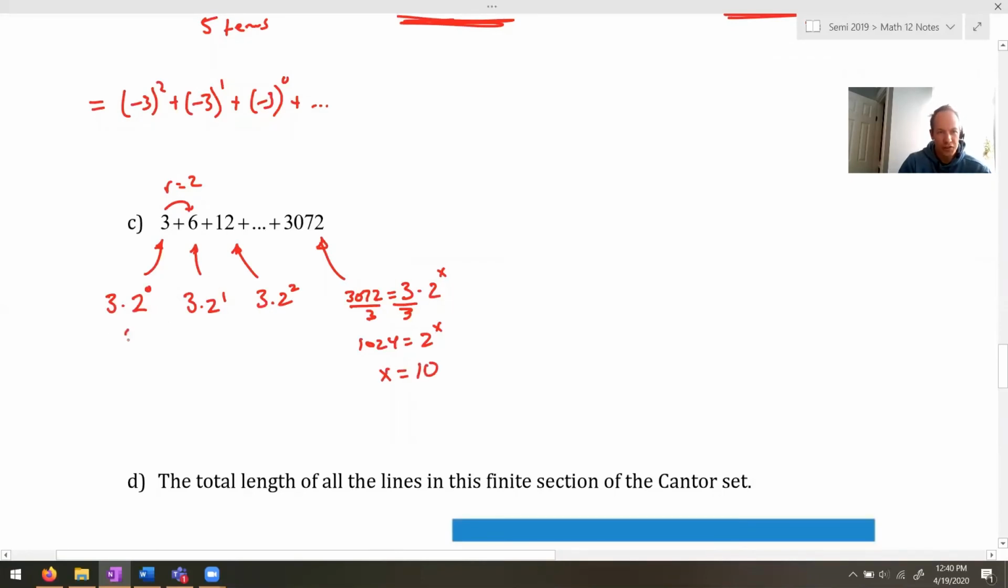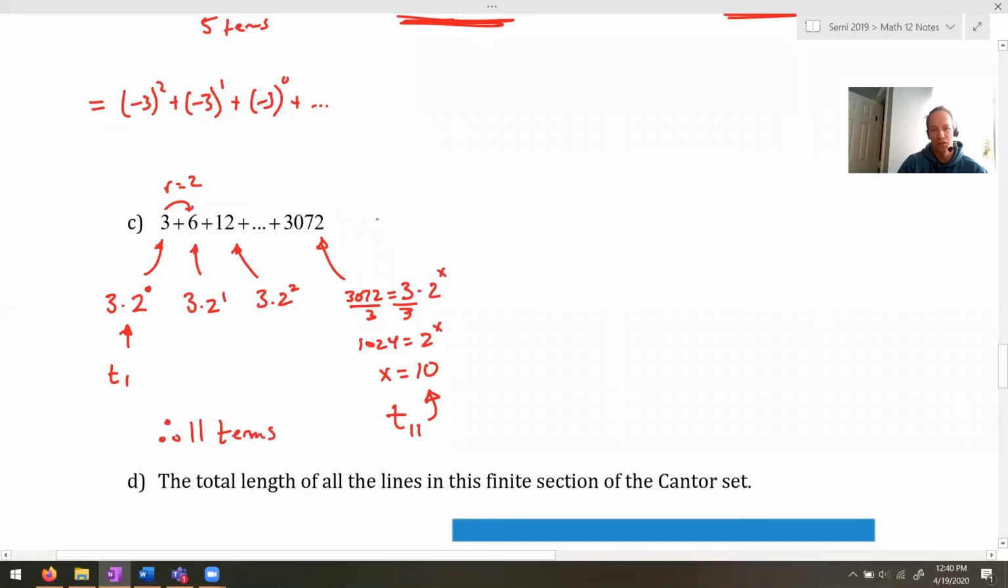So if the first term, t1, is there, and there's an exponent of 0, then what term would have an exponent of 10? We should be able to deduce this would be t11, because t1 has an exponent of 0, so the exponent is 1 less than the term. Okay, so this tells me, therefore, there's 11 terms.